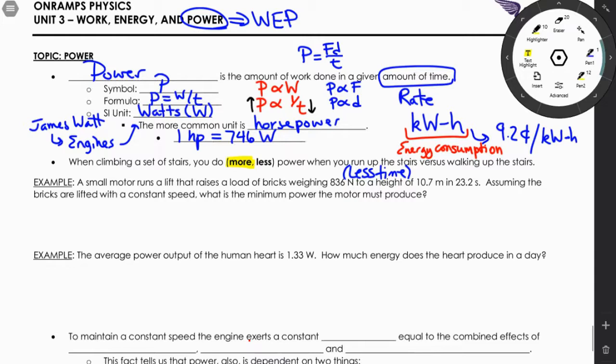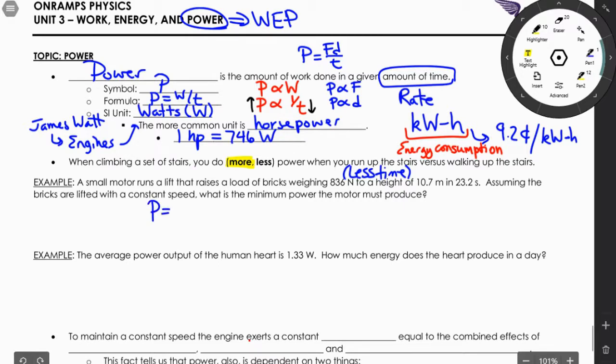Now let's look at just a couple examples using this very basic power equals work over time formula. So you have a small motor running a lift that raises a load of bricks weighing 836 newtons to a height of 10.7 meters in 23.2 seconds. Assuming the bricks are lifted with a constant speed, what is the minimum power the motor must produce?